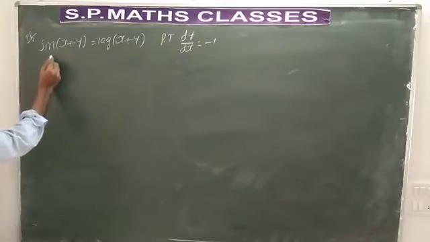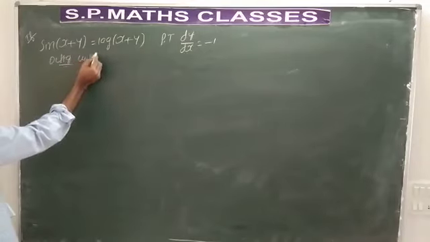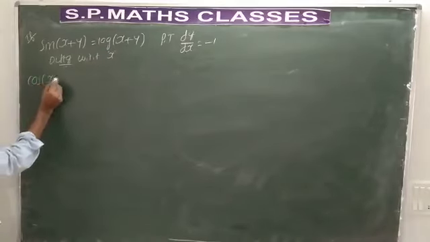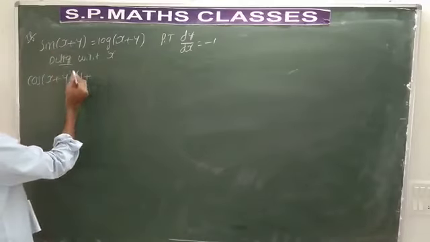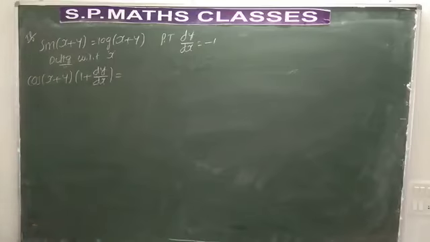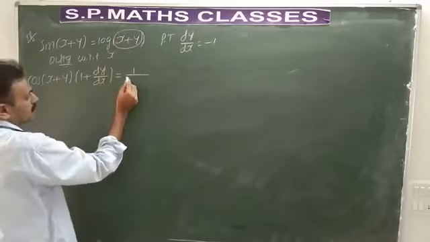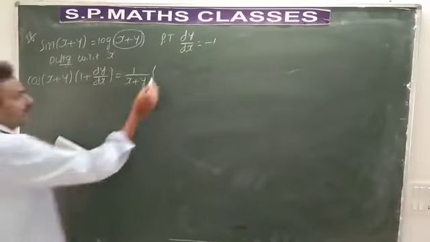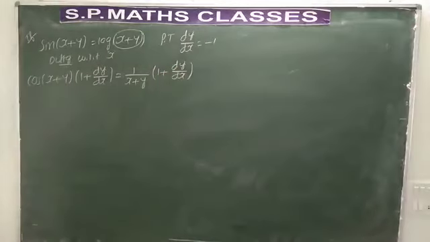See here, first we need to differentiate this, differentiating with respect to x. What happens here? Derivative of sine of x plus y is cos of x plus y into derivative of x is 1, y is dy by dx. Hope you have understood this. Now, log of x plus y, you consider this as log x, 1 by x plus y into derivative of x plus y. What is the derivative of x? It's 1. Derivative of y is dy by dx.